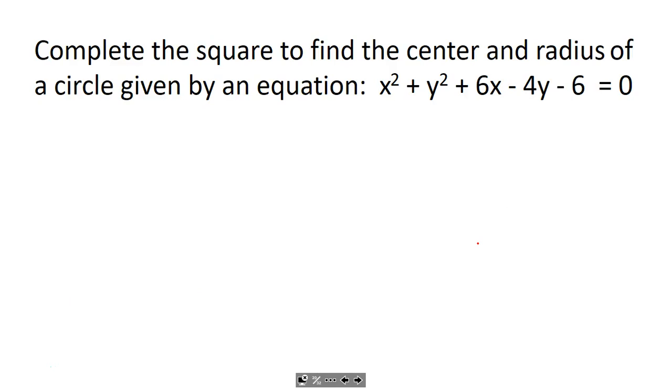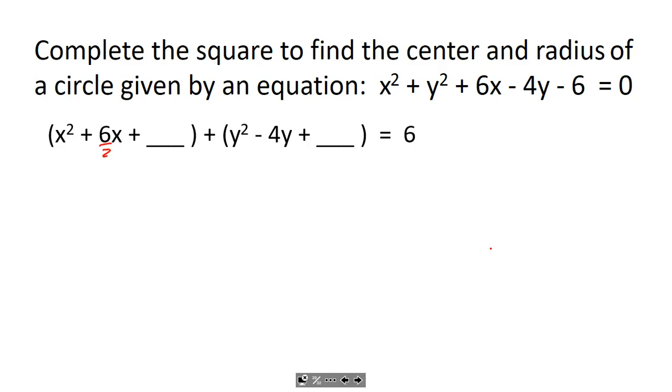This one says complete the square to find the center and the radius of a circle given by the equation x squared plus y squared minus 6x minus 4y minus 6 equals 0. So when we do this, we want to group our x terms and our y terms in parentheses first. And then we're also going to move that constant to the other side of the equal sign. Then we're going to divide the 6 by 2 and that negative 4 by 2, and we're going to drop those into our parentheses.